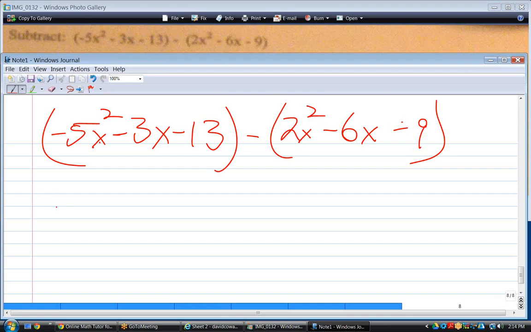So would the first one be negative 7x squared? Yeah, squared. Then it would be minus 9x. Okay, think again. Oh, plus 9x. No? All right, let's go back and do this the hard way.